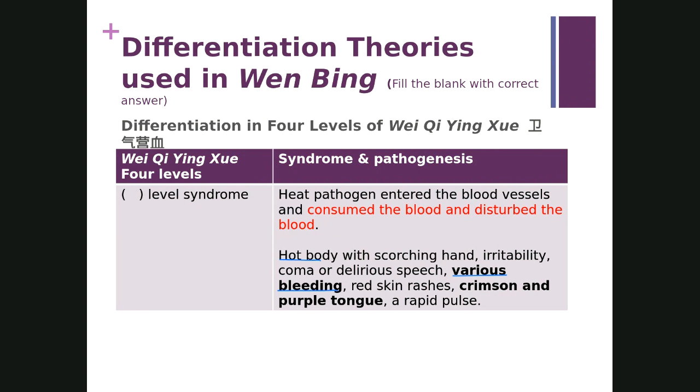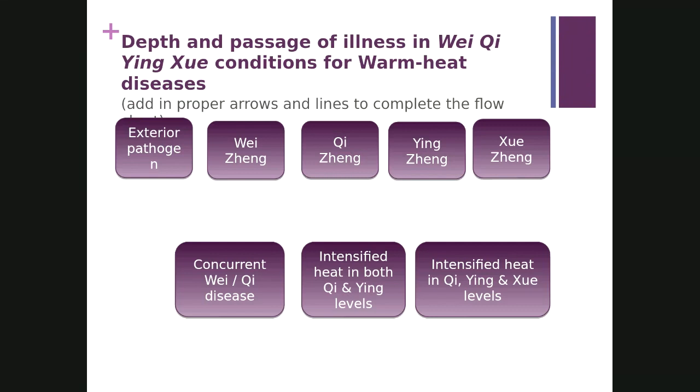So here I just highlighted something important. We are able to differentiate the 4 levels, Qi level, nutritive level, and blood level disorders caused by heat-dominant pathogens in Wenbing. And the depth and path of the illness in Wei Qi initial conditions for warm heat. So I'll leave you to connect the lines for fun. I'll give you 1 minute, have a go. Which one are you going to link it to?